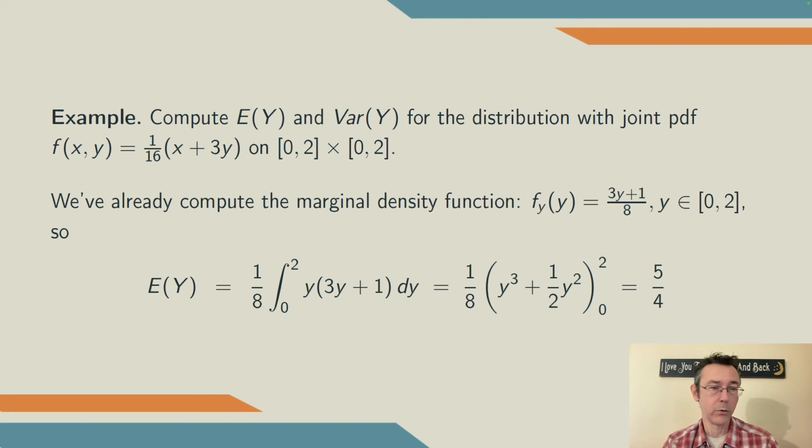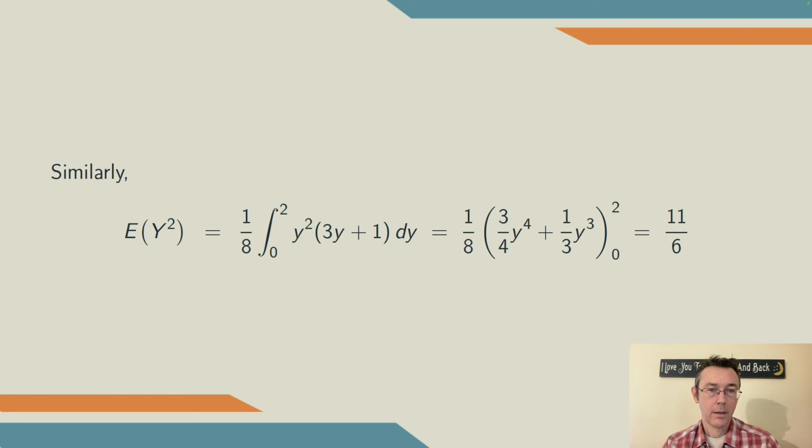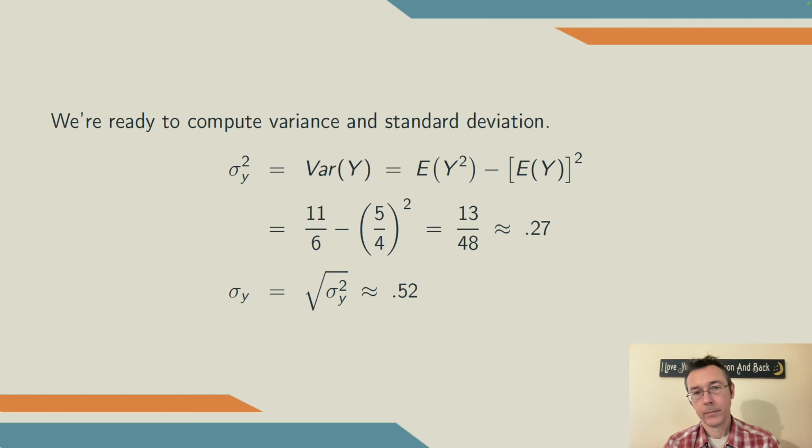So on average, if we run this probability experiment many, many times, getting random values for x and y with this joint distribution, on average, the results for y will be 1.25. The calculation for the expected value of y squared is almost identical. This time we're integrating y squared f sub y of y dy, again from 0 to 2. When we do out that math, we get 11/6.